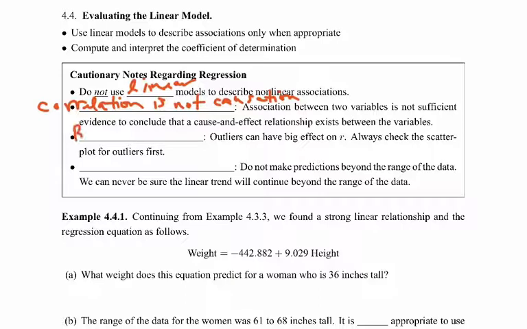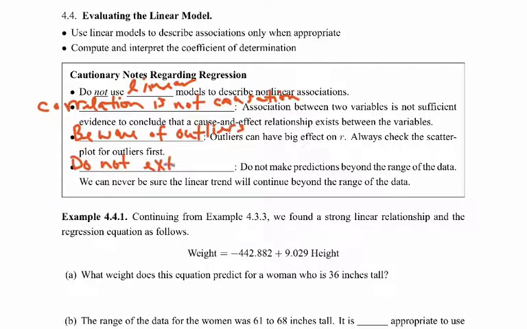Beware of outliers. Outliers can have a big impact on r. So always make sure you look at the scatter plot and see if there are any outliers that you need to consider. And then the last one here is do not extrapolate.